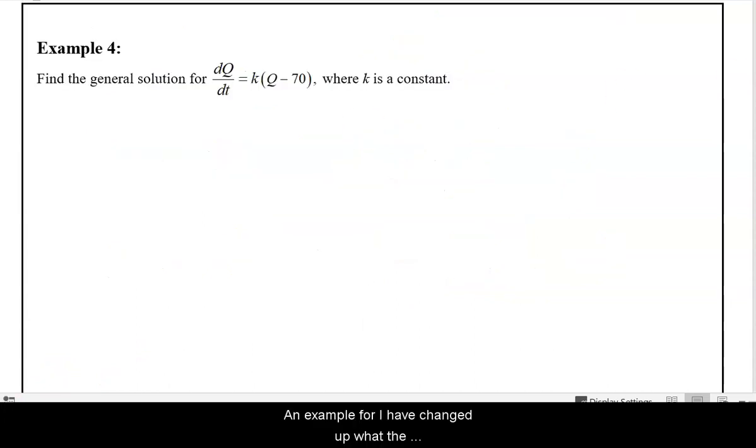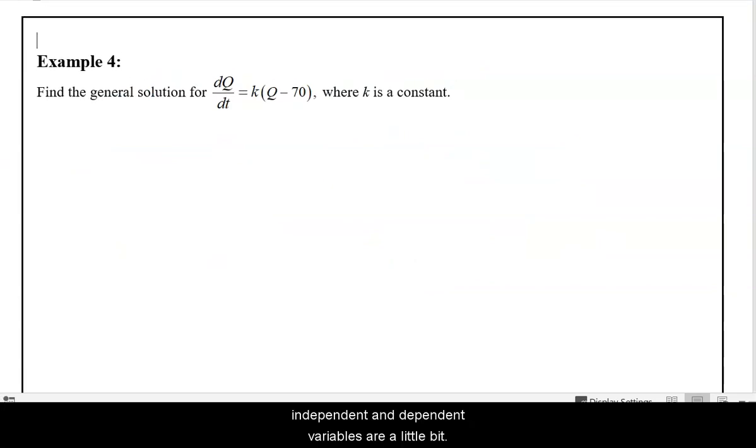In example 4, I have changed up what the independent and dependent variables are a little bit. This is an equation that you might experience or see in a differential equations class. Q here represents quantity probably, t is probably time, and k is some unknown but real constant. In order to find the general solution, again, we don't need to consider the equilibrium solutions. Equilibrium solutions are not considered general solutions. They are the constant solutions.